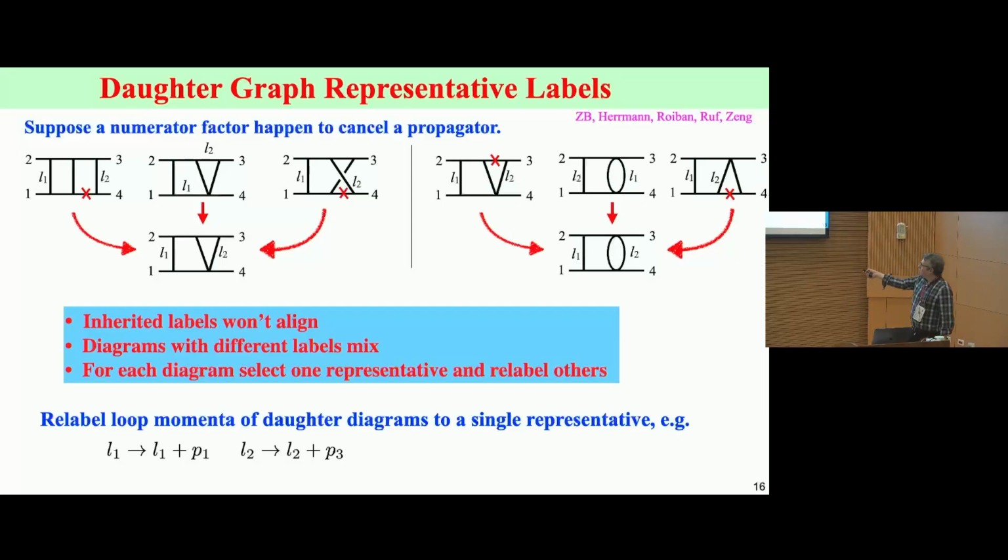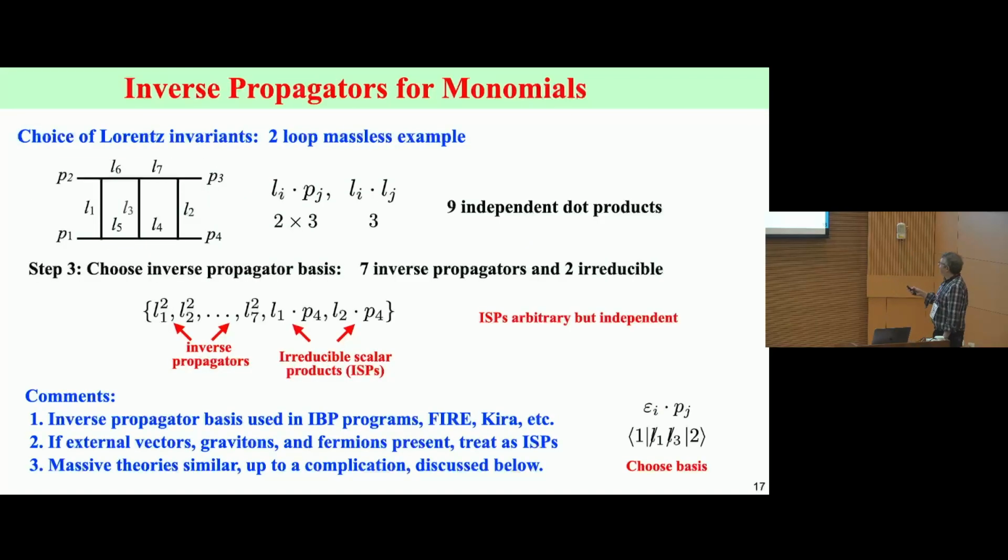So I have to do a mapping: I have to cancel propagators, and I have to collect all the daughter diagrams, and I have to relabel them to a uniform set of labels. And that way, you can say, maybe I'm going to have a basis. Now, one of the key things you need is a good set of monomials to make things work right.